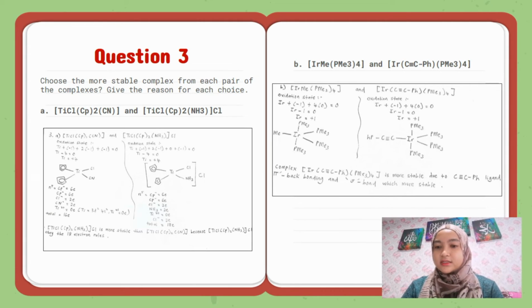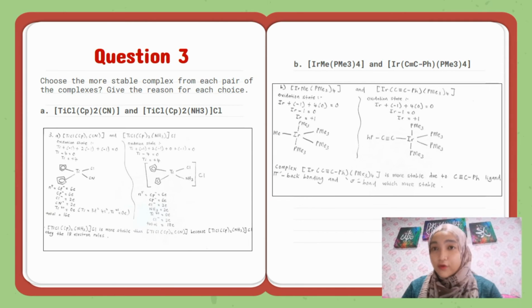For question B, the metal center for each complex is iridium, and the oxidation state of the metal center in each is +1. The second complex is more stable than the first due to the presence of the C triple bond CPh ligand, pi back bonding, and sigma bonding, which are more stabilizing.